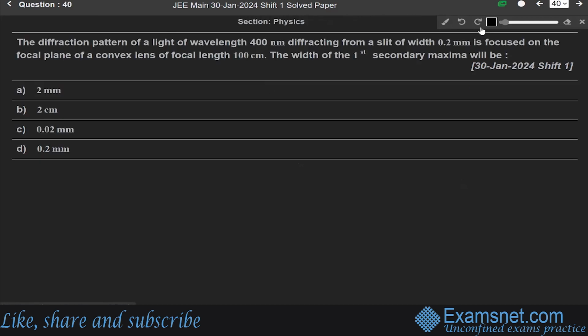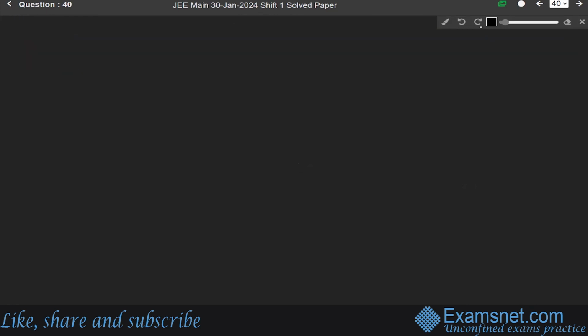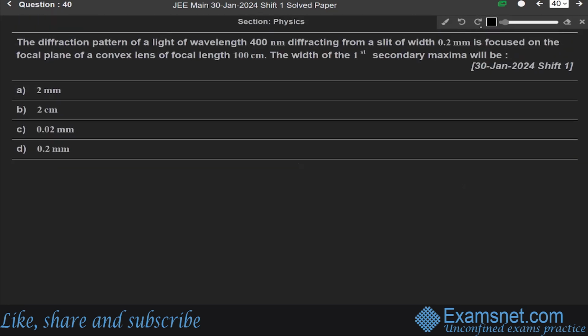Now next question, question 40. The diffraction pattern of light of wavelength 400 nanometer diffracting from a slit of width 0.2 millimeter is focused on the focal plane of a convex lens of focal length 100 centimeter. The width of the first secondary maxima. So this question is from wave optics.